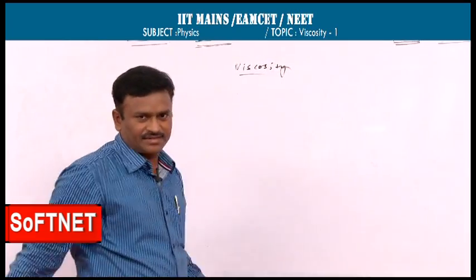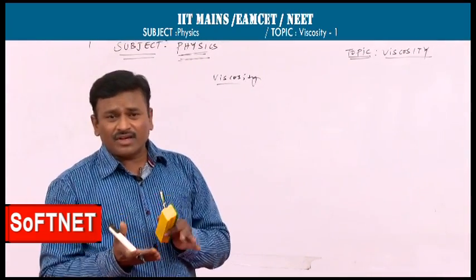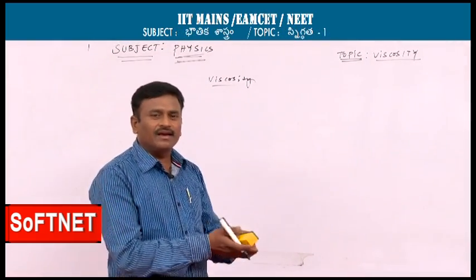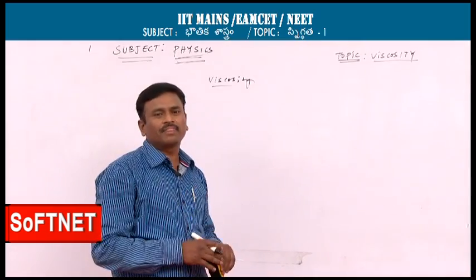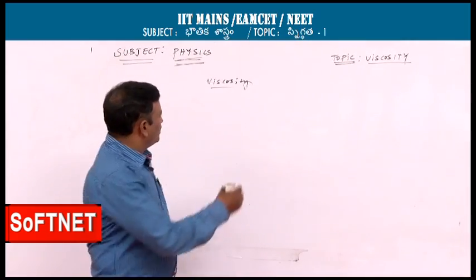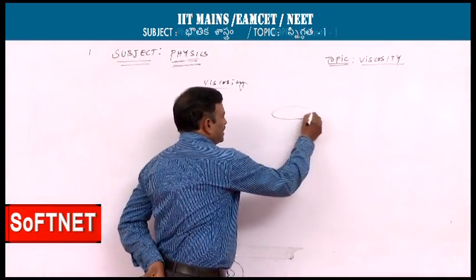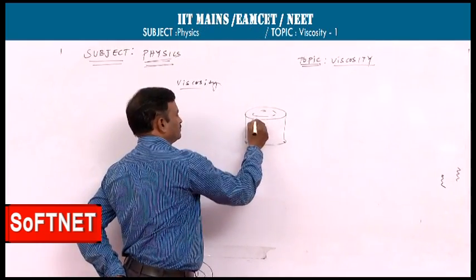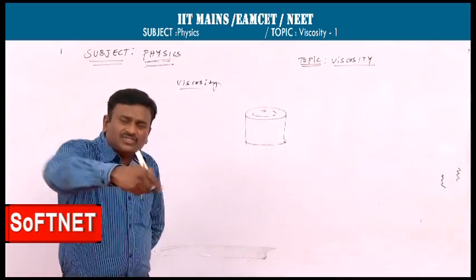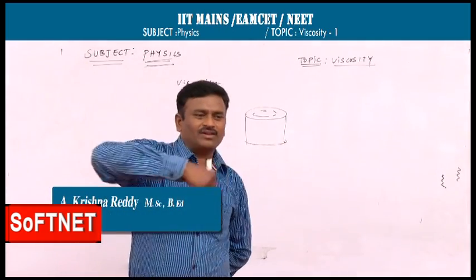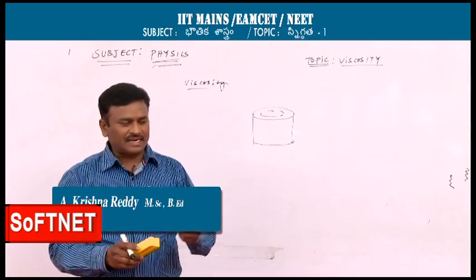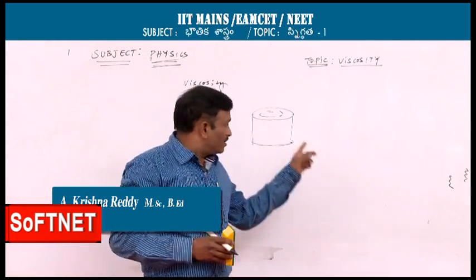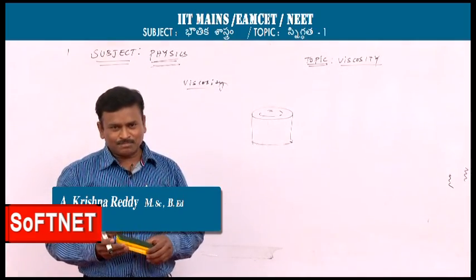a definition: force acting between the two layers of the fluid which opposes the relative motion between them. What exactly is it? Let us take an example. You take a bucket of water and stir the water. Water starts to rotate. Leave it for some time. After some time, the water comes to rest.